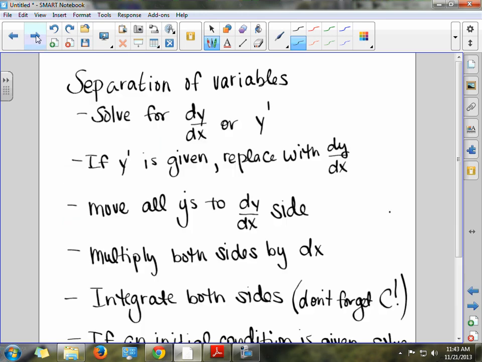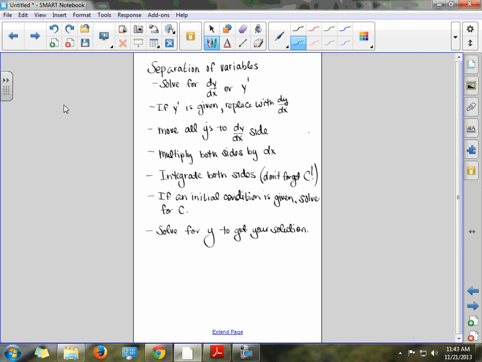So let's talk about the method that we use to solve differential equations, which is called separation of variables. I've given you a list of steps. You're going to solve for dy/dx or y prime first. If you're given a y prime, I think it's easier to replace it with dy/dx, because you're going to move all your y's to the side with the dy/dx, and then you're going to multiply both sides by dx. So you're going to end up with a bunch of y's on one side with a dy, and a bunch of x's on the other side with the dx. And then, to get rid of the dy and the dx, you're going to integrate both sides.